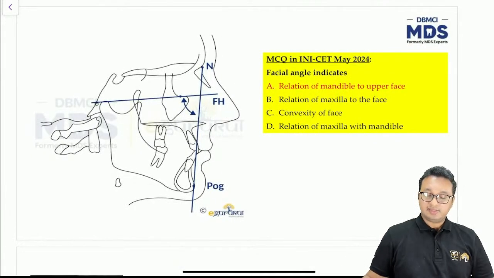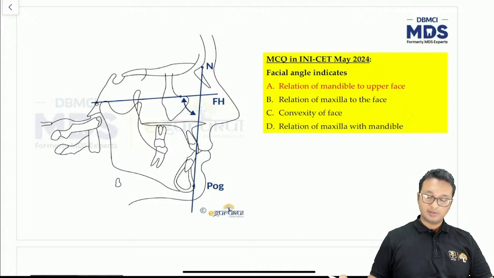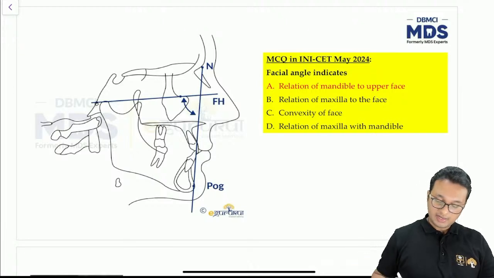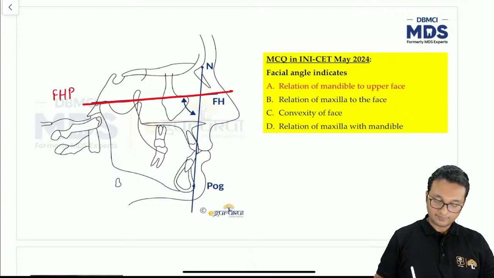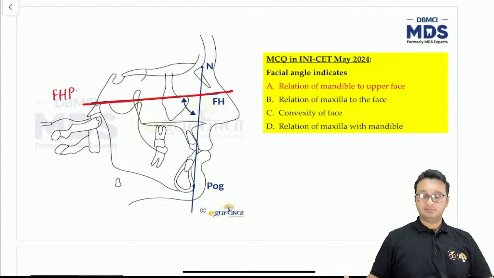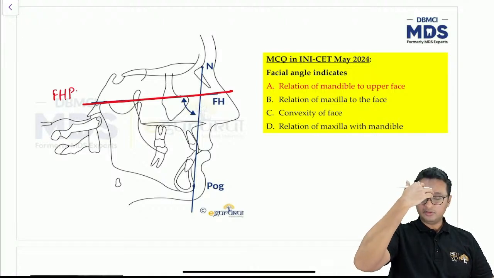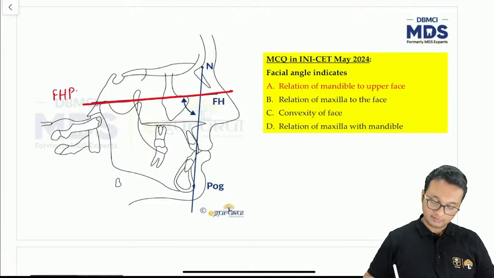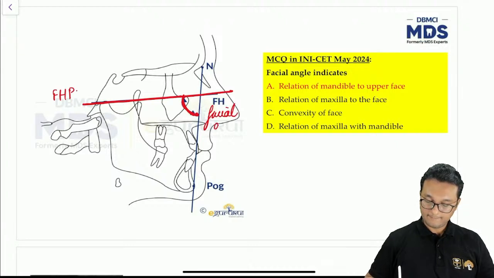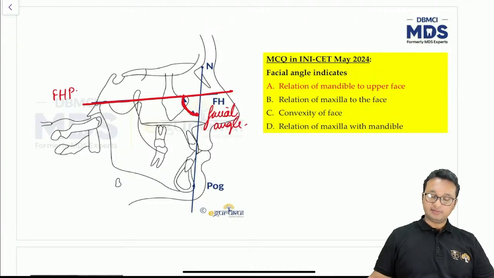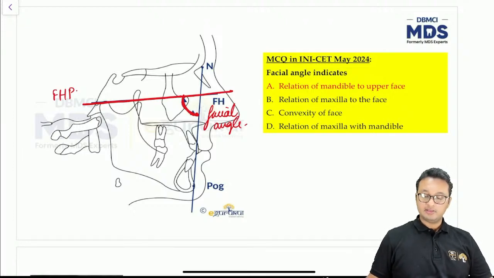Example, an MCQ asked in INI-CET May 2024. Facial angle indicates. Now what is facial angle? Facial angle is the angular relationship between the Frankfurt horizontal plane and facial plane. Facial plane is a line joining the nasion to the pogonion. So this particular angle is known as facial angle. So it indicates the relationship of mandible to the upper face, the relationship of the maxilla to the face, convexity of the face, or relationship of maxilla with the mandible.